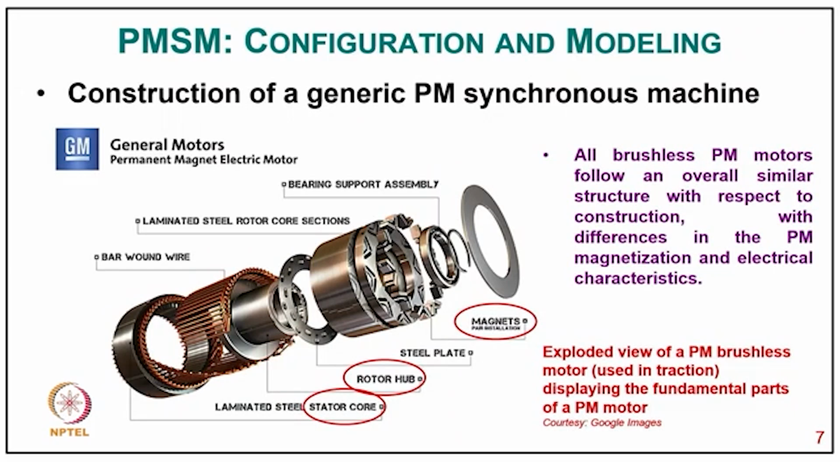Typically, here is the construction of a generic PM synchronous machine, as you can see in the diagram, used by General Motors for electric vehicle. You can see the different parts, how the winding looks, how the permanent magnet looks, and how saliency is typically put into the rotor part, which really enhances the characteristic of the machine, typically for field weakening.